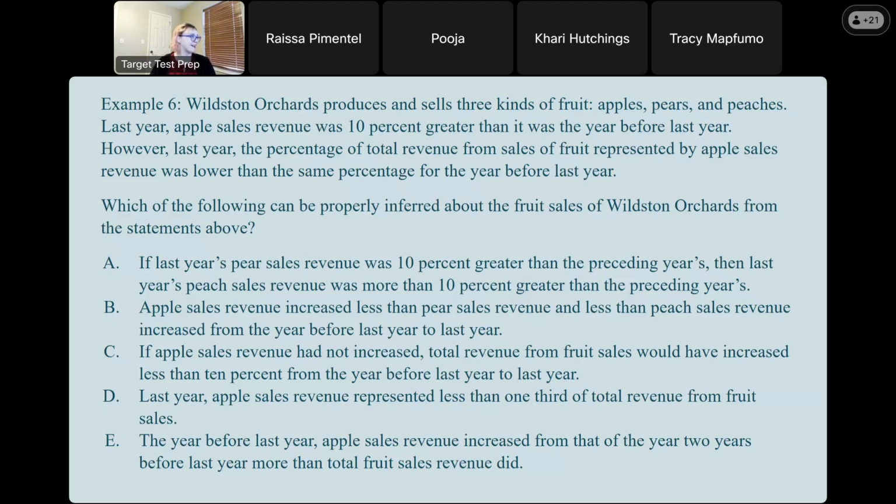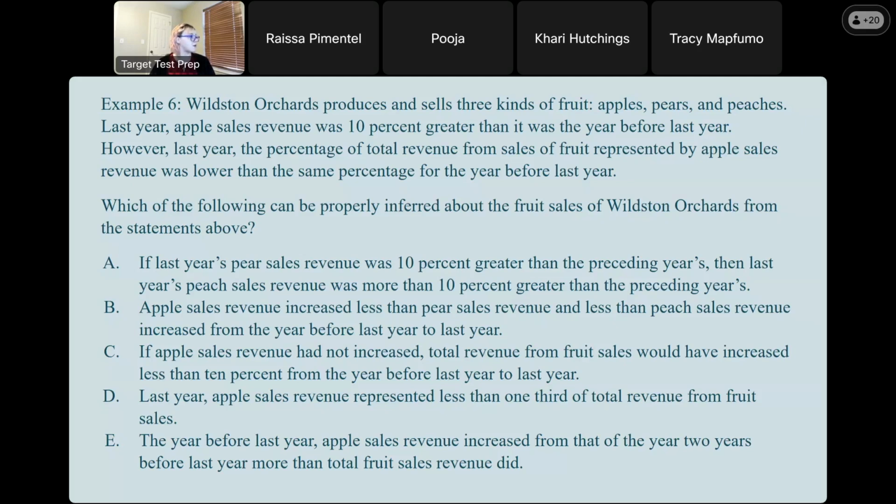10% on their own. D, last year, apple sales revenue represented less than 1/3 of total revenue from fruit sales. We don't know that for sure either. We really don't know what the breakdown is because there's 3 prongs: the peaches, the pears, and the apples. If there was 2 prongs, there was a lot more of an inference that we could make. But because there is 3, the relationship between the other 2 is a lot less clear since we only have information about the apples. So D, not necessarily.